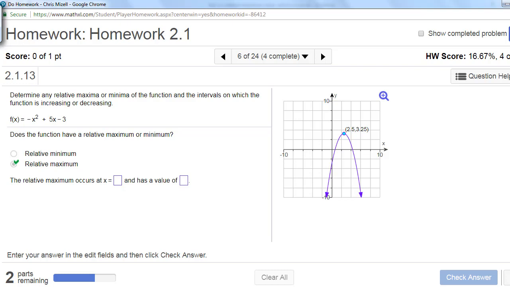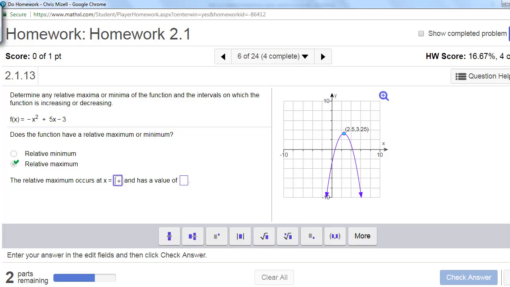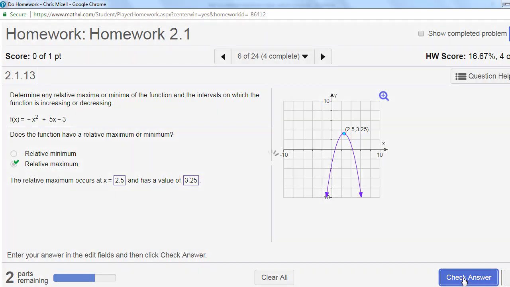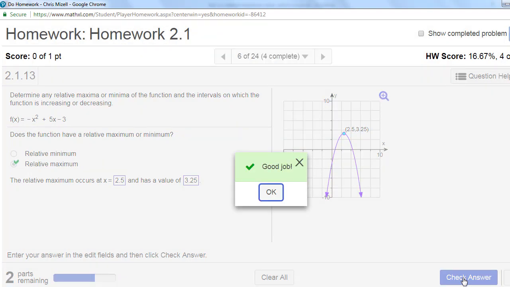The relative maximum, so it asks for the x value first, and then it asks for the actual value, which is the y-coordinate, second. So it occurs at x equals, and I'm just looking at the picture here, it looks like 2.5 is the x-coordinate at that point at the top of the hill, and the y-coordinate is 3.25. I'm thinking that's what it wants. So it's a relative maximum value of 3.25, which occurs at x equals 2.5.